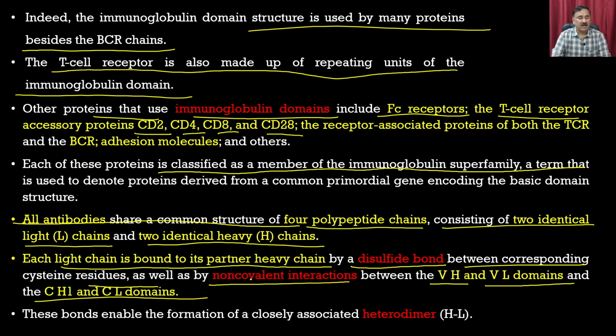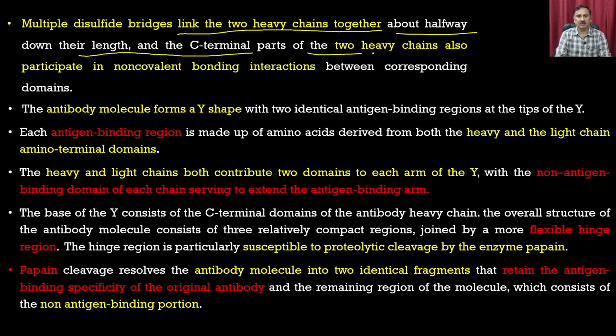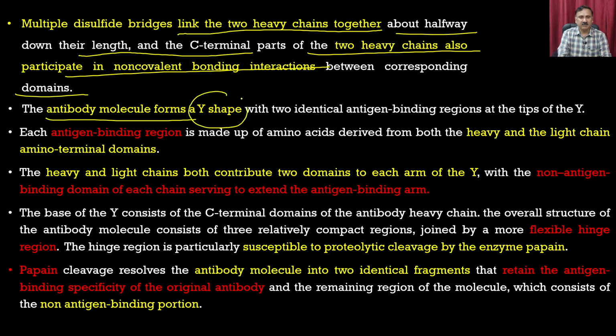So these bonds enable the formation of a closely associated heterodimer which contains the heavy chain and the light chain. Multiple disulfide bridges link the two heavy chains together about halfway down their length, and the C-terminal part of the two heavy chains also participates in the non-covalent interaction between the corresponding domains. The antibody molecule forms a Y-shaped structure with the two identical antigen binding sites at the tip of the Y.